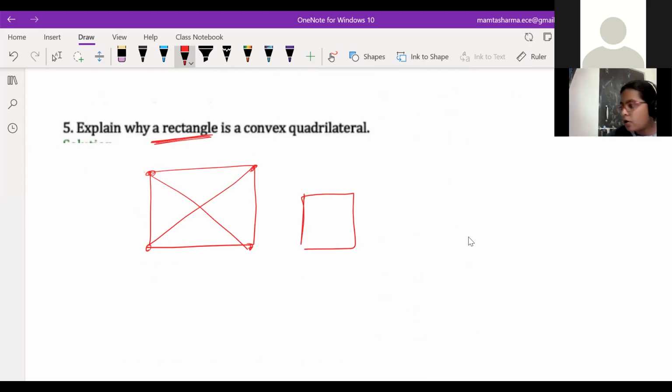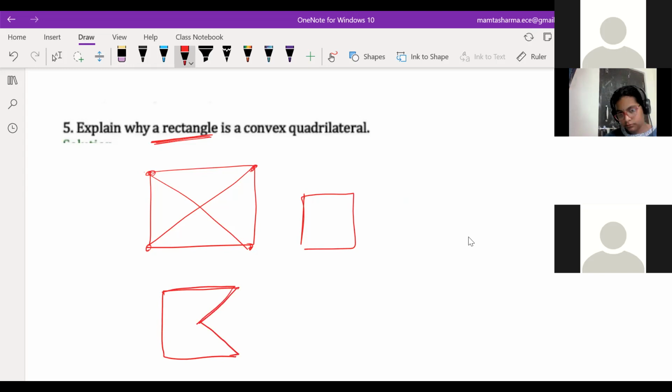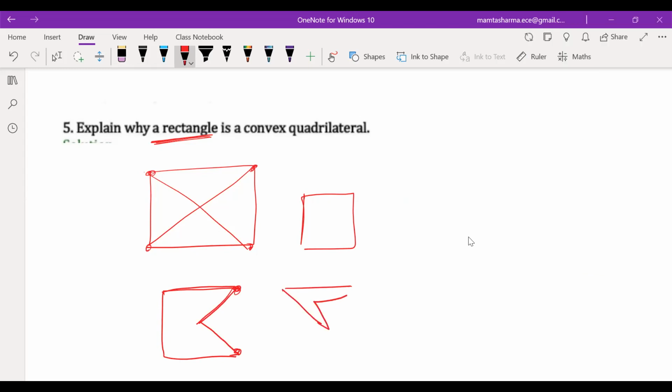Ma'am, can you draw a concave quadrilateral? See, this one is the concave quadrilateral. Ma'am, arrowhead is a concave quadrilateral. Wait, this is not a quadrilateral, this is a concave pentagon, because it has five sides. This is the concave quadrilateral, with four sides.